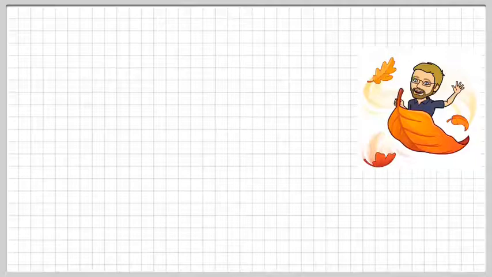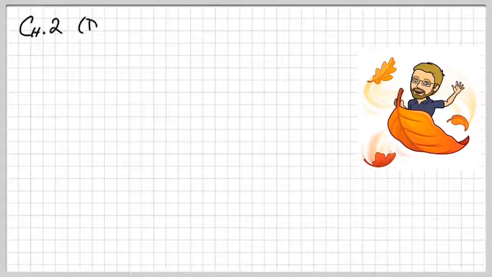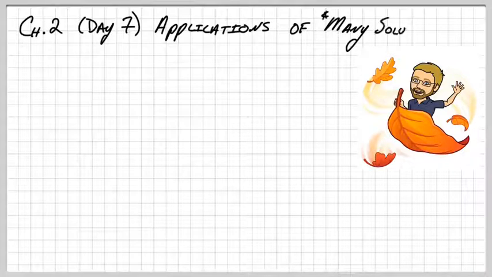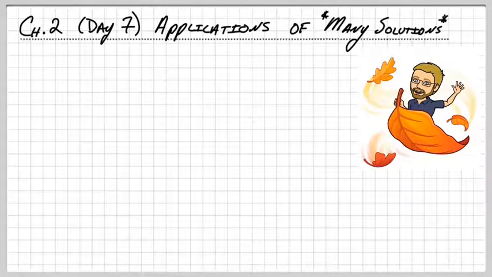Here we go. I am Mr. Bishop, the guy writing the fall leaves right there. This is Chapter 2, Day 7. We're looking at real-world applications of many solutions in our systems of linear equations.